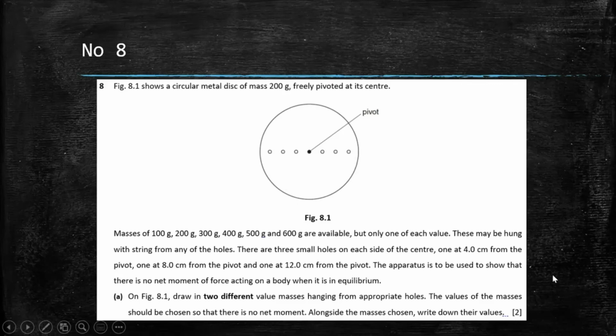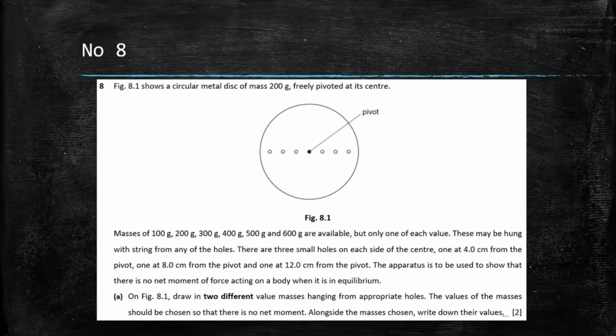The apparatus is to be used to show that there is no net moment of force acting on a body when it is in equilibrium. Question 8a. On figure 8.1, draw in 2 different value masses hanging from appropriate holes. The values of the masses should be chosen so that there is no net moment. Alongside the masses chosen, write down their values.